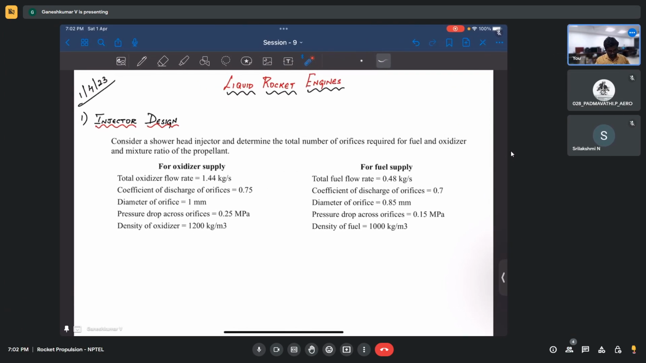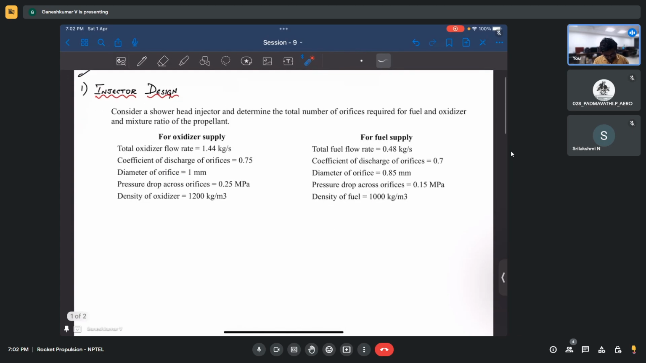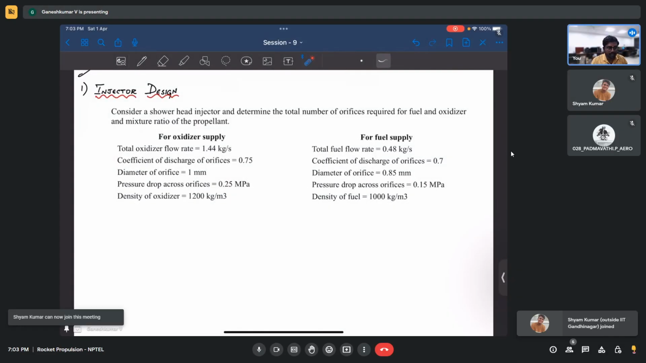We will start by reading the question as usual. Consider a shower head injector. You all know what a shower head injector is. Determine the total number of orifices required for fuel and oxidizer, and also find the mixture ratio of the propellant. So there are three things you need to find out from this question.